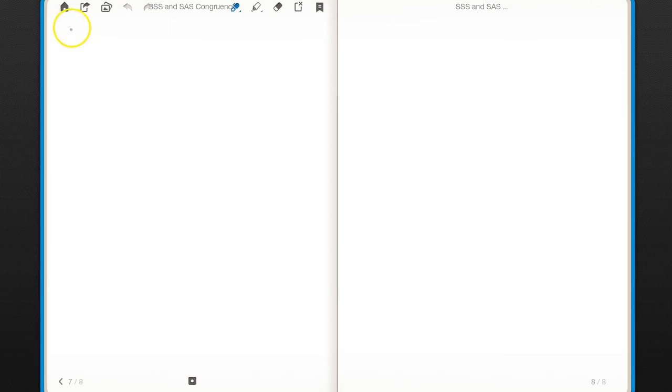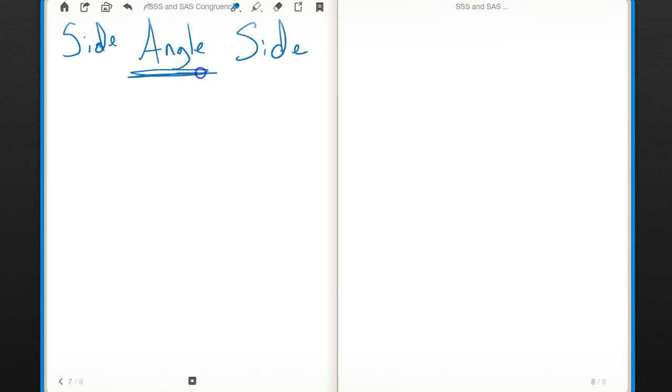The next one is going to be called side, angle, side. So we need a side, an angle, and a side. Now keep in mind where the word angle is here. The word angle is in the middle between two sides. All right, it confuses students, and once you understand this and you do more practice, you'll understand it very easily.